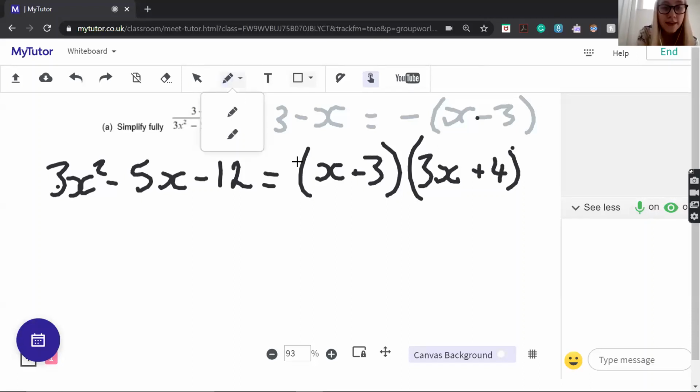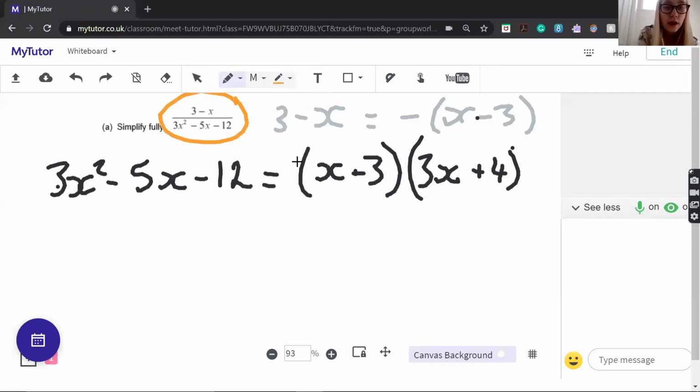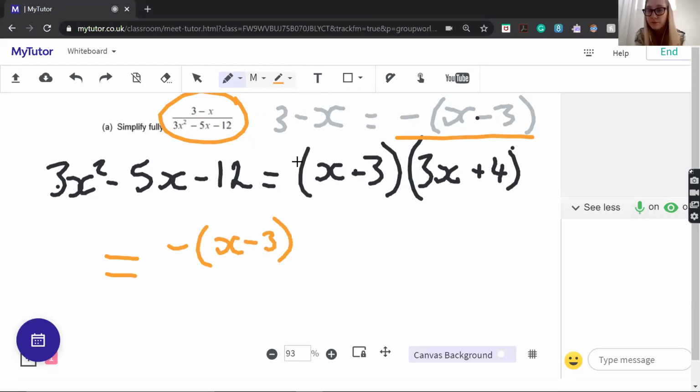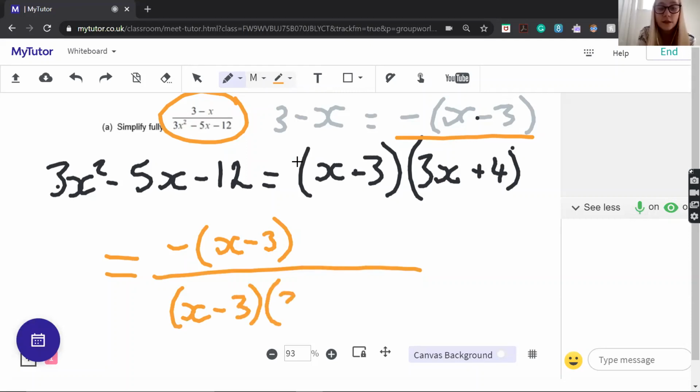So now we can take this, and here's what we're going to set it equal to. We're going to write the top as exactly what we wrote here, minus (x minus 3). That's allowed. That's what 3 minus x is. Lovely. And then we're going to write the bottom in our factorised form, (x minus 3)(3x plus 4). And now what can we do with this, do you think?